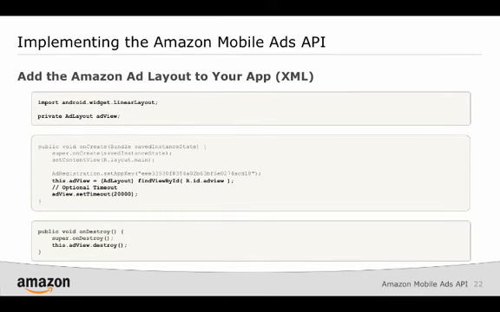To add the Amazon ad layout to your app via XML, you must first add the Amazon namespace to the root layout and the ad layout to the layout.xml file. Note the optional timeout value. The default timeout is 10 seconds. After the timeout threshold is exceeded, the AdListener.onAdFailedToLoad event is called. The default timeout value can be changed using the AdLayout.setTimeout function, which takes milliseconds as an argument.